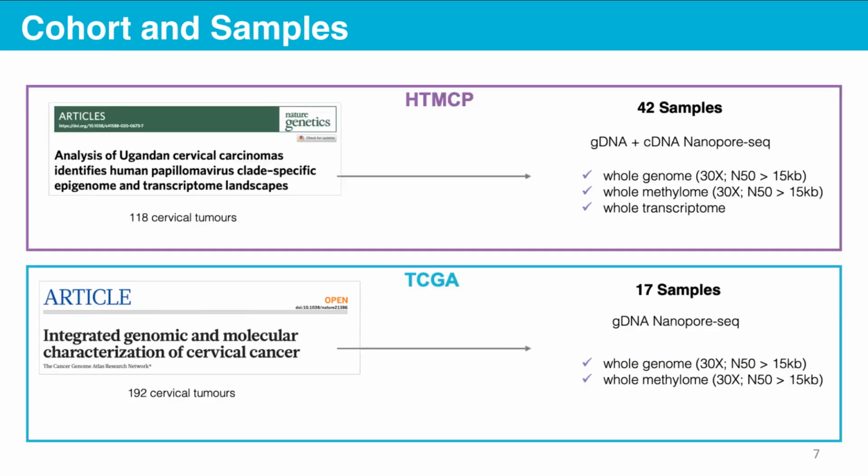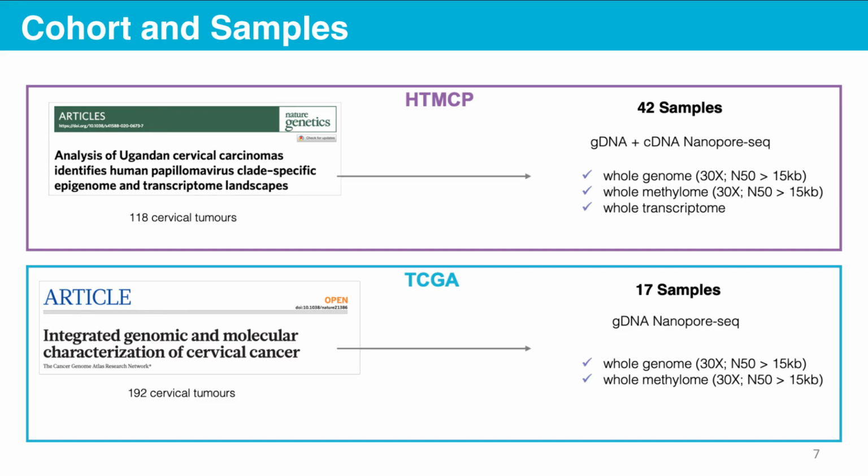So this study will be primarily looking at cervical cancers from 2 cohorts. The first is the HIV Tumor Molecular Characterization Project, or HTMCP. And this was published by our group and others in Nature Genetics in 2020. The total cohort is 118 cervical tumors that originated from Uganda.